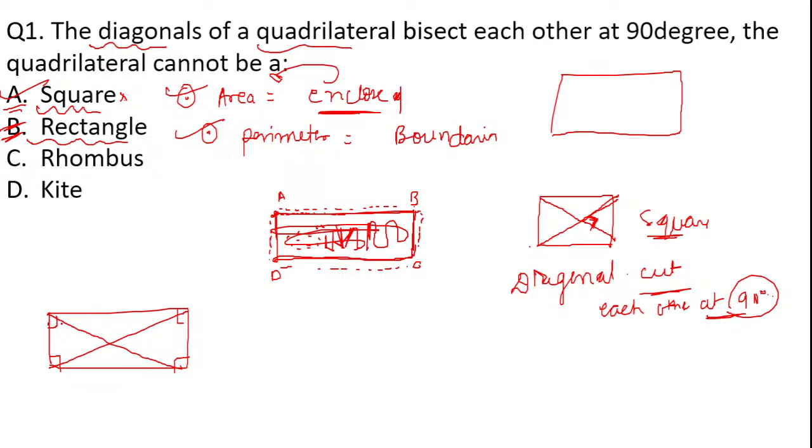But in the case of a rectangle, the angles of the rectangle are 90 degrees, but the diagonals are not of equal shape, so they are not bisecting each other at 90 degrees. The second thing to keep in mind is that when we compress this rectangle, the diagonals are going to change their shape, and it will convert into, for example, a square. At that time they will cut each other at an angle of 90 degrees. So the correct answer they have asked for will be rectangle. In the case of a rhombus as well as a kite, they cut each other at 90 degrees.